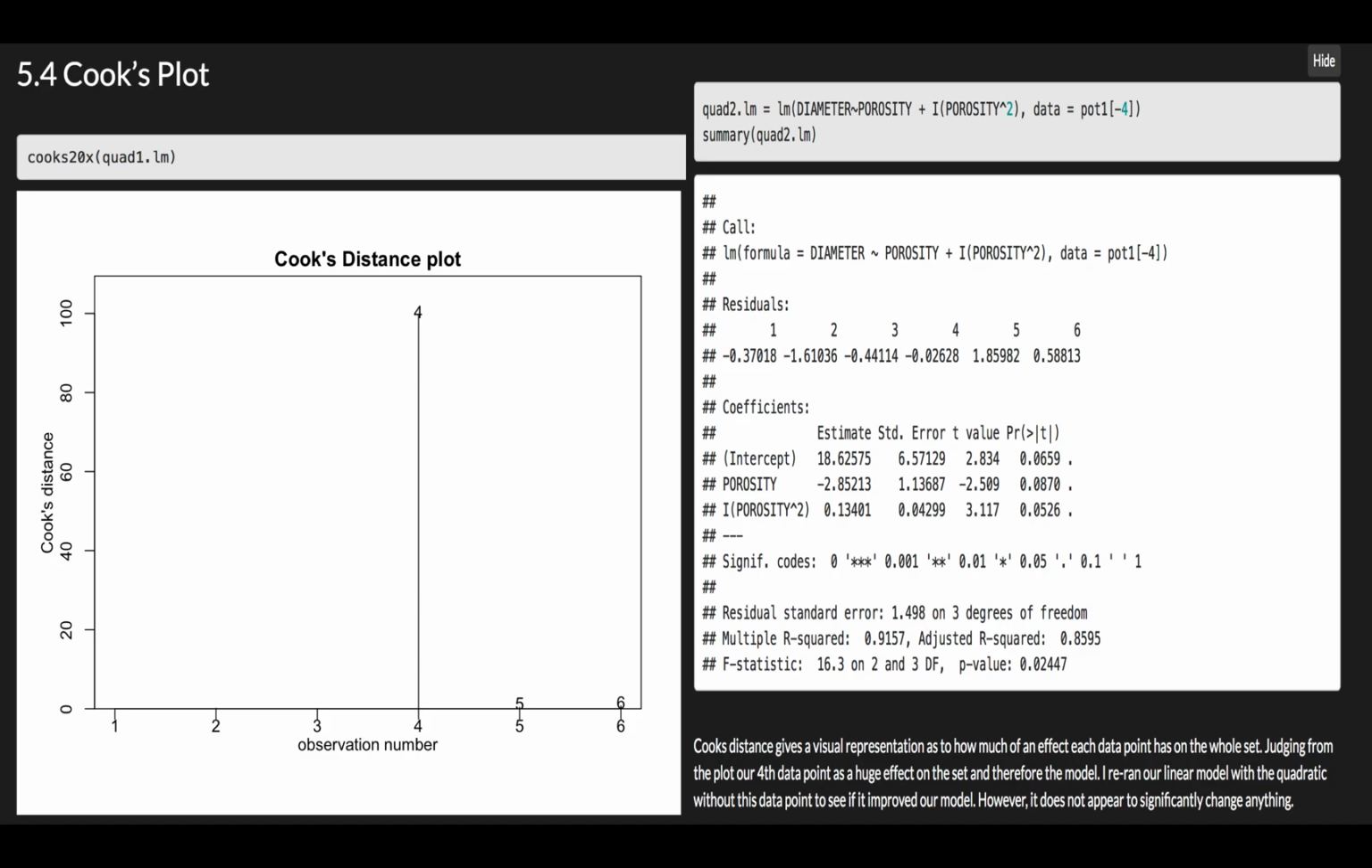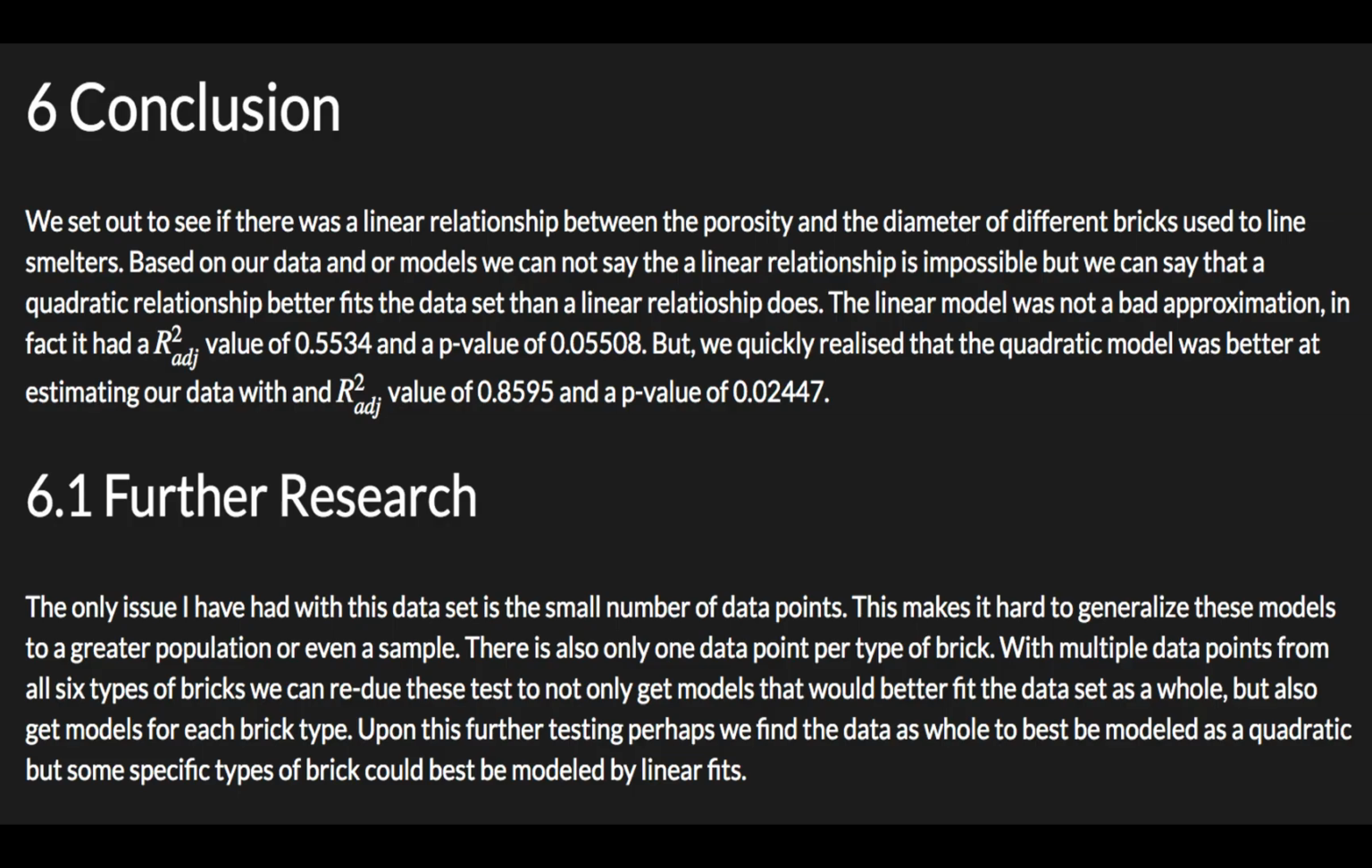Lastly, we looked at Cook's plot and Cook's distance. Cook's distance gives us a visual representation as to how much of an effect each data point has on the whole set. Judging from the one we have here, our fourth data point really affects our model and our data set the most. And so I went through and took that data point out of our quadratic model. I thought this might have some significant effect on it. However, it appears that it did not change anything significantly. We still have a very similar, the exact same even, beta naught hat, beta 1 hat, beta 2 hat, f-statistic, p-value, adjusted r-squared, the whole nine.